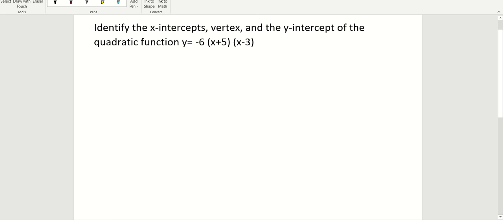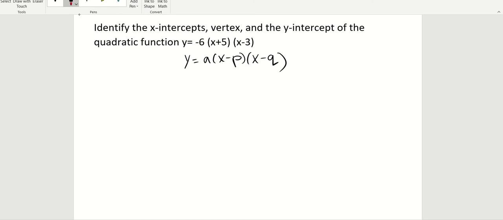In this video, I'm going to explain how to sketch an equation to identify the x-intercept, the vertex, and the y-intercept given an equation in intercept form. These are, like I said, quadratic equations. So first, you recognize what form it is. So this is, like I said, the intercept form, a(x minus p)(x minus q).